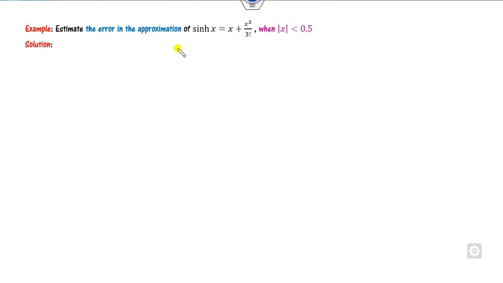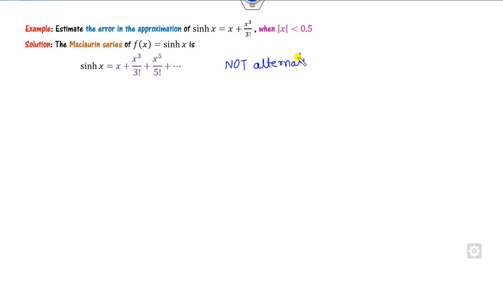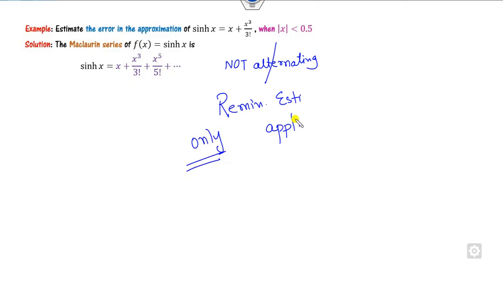Look at another one. Firstly, you have to find the Taylor series or the Maclaurin series of sine hyperbolic x, which is not an alternating series. So remember, it is not an alternating series. So only the remainder estimation theorem is applicable.